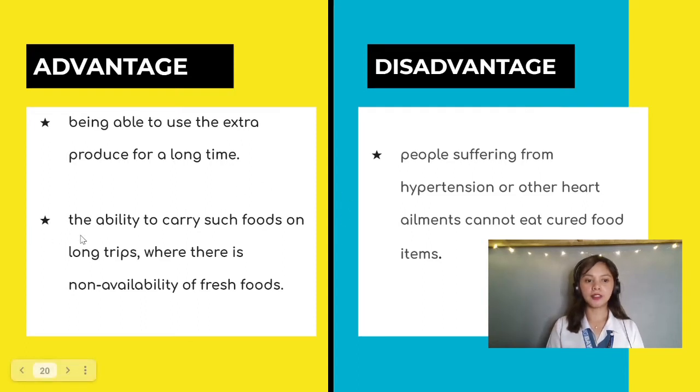Like the other one, the ability to carry such food on long trips where there is non-availability of fresh foods. Yes, cured meats are very convenient to travel with, and they are also very convenient to prepare because you're just going to fry it and then you can have hams, sausages, hot dogs. You don't have to chop any ingredients, just fry it. You have your foods, right?